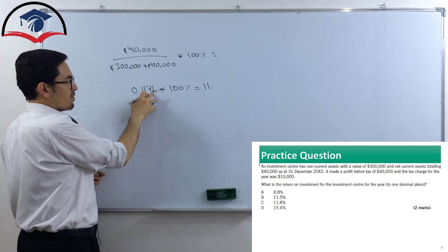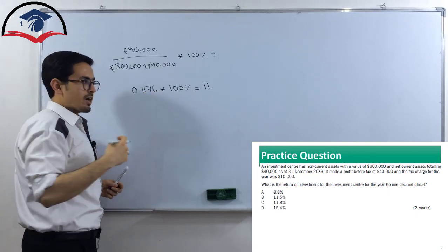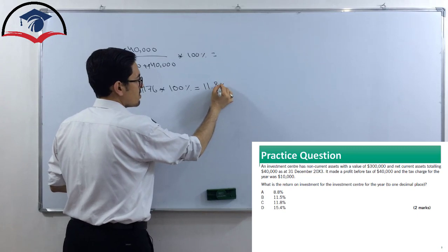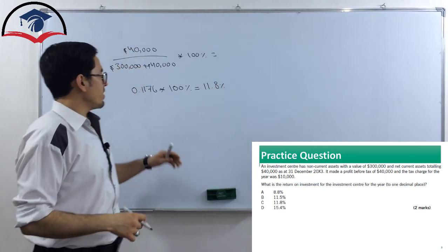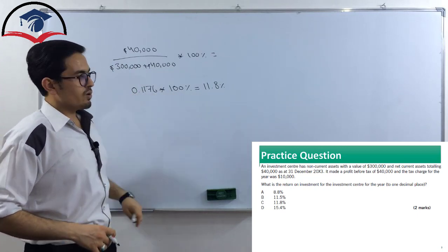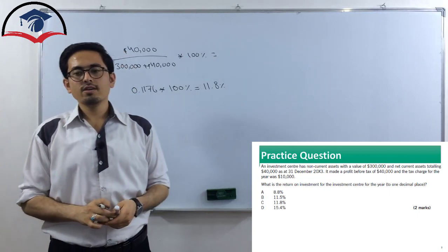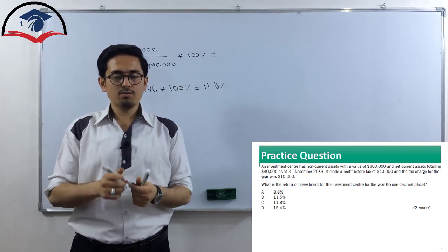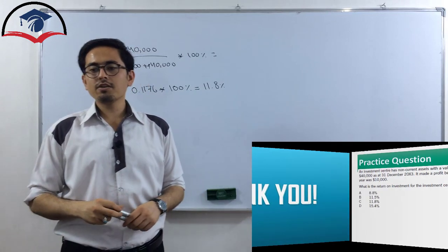To do the rounding off, we have 11.76 and to one decimal will reach here. So 6 is above 5, and we're going to change this to 8. This is the rule of math, and you can follow that. 100% multiplied by this figure will end up at 11.8% to one decimal point, and option C is the correct one. Okay, this is the practice question.